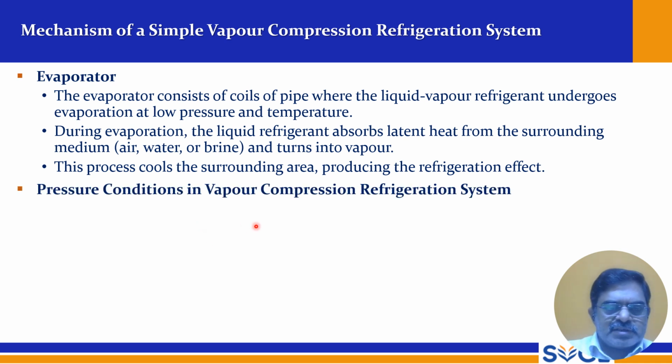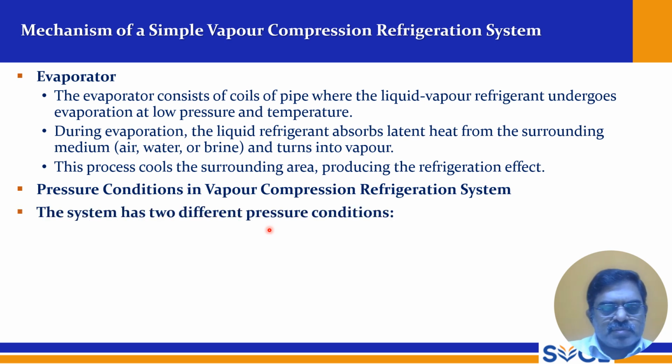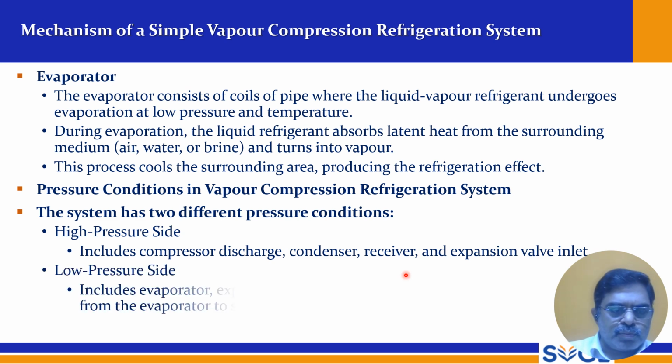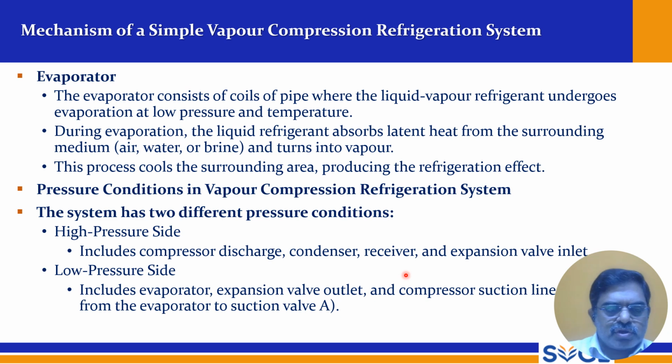And the pressure conditions in vapor compression refrigeration systems are as follows: the system has two different pressure conditions. One is the high pressure side, and it includes compressor discharge, condenser, receiver, and expansion valve inlets. The next one is the low pressure side. It includes the evaporator, expansion valve outlets, and the compressor suction line from the evaporator to the suction valve. So these are the two sides, the high pressure side as well as the low pressure side.